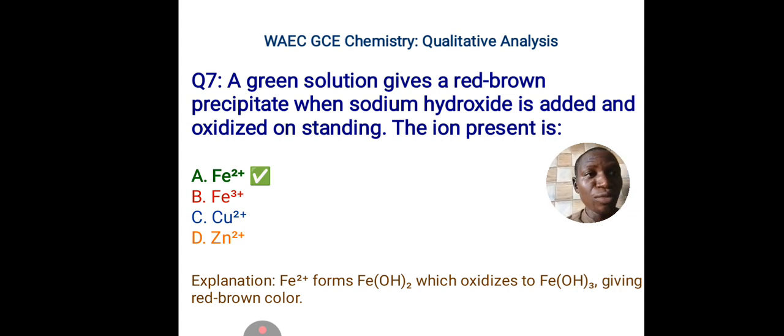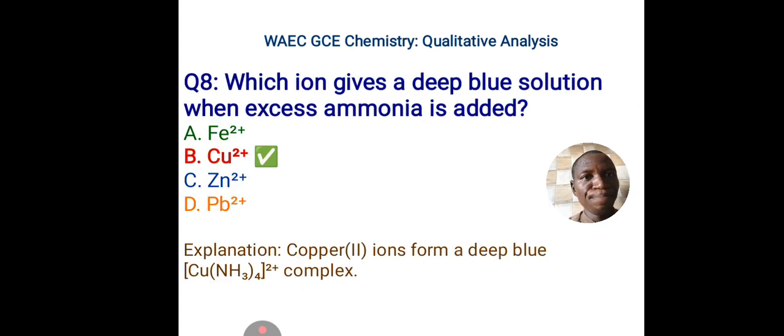Please, this is very simple. Always know when we talk about green precipitate, we are talking about iron 2. When we are talking about reddish brown precipitate, we are talking about iron 3. So let's go. The next one is, which ion gives a deep blue solution when excess ammonia is added?